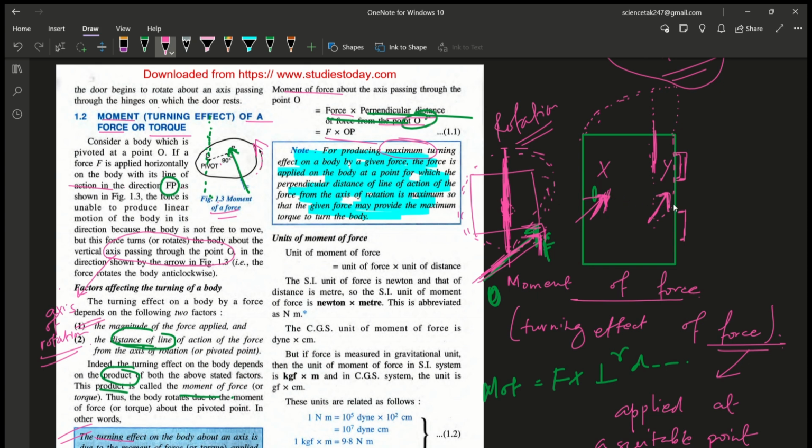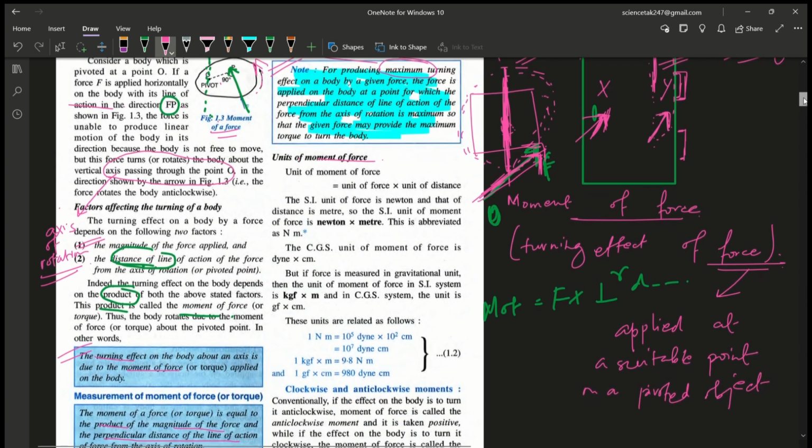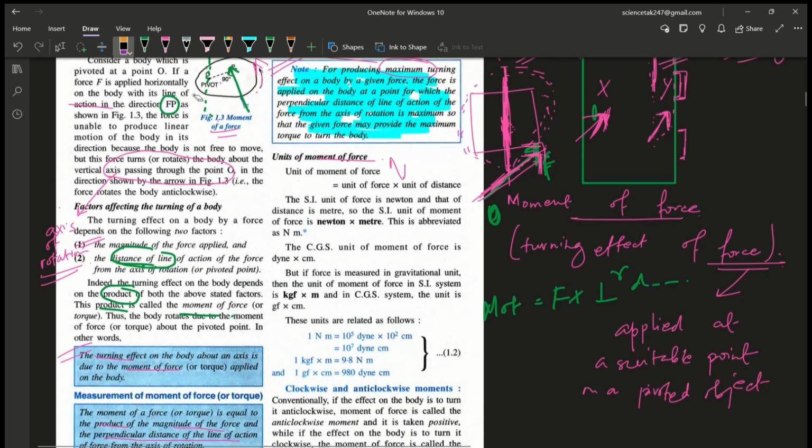Now, unit of moment of force. I hope this activity has explained this note and the importance it is going to play in your day-to-day life, and also in the upcoming sections of this chapter. Now, units of moment of force. What are the units? It is nothing but Newton meter when it comes to your SI unit, which is denoted as Nm.